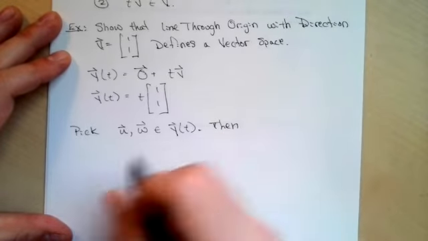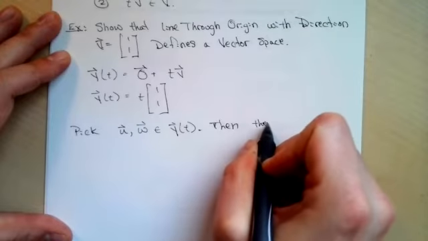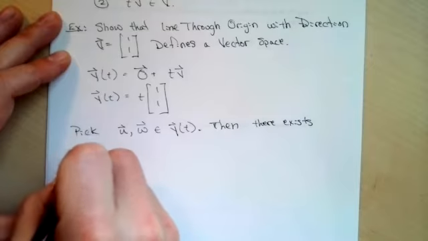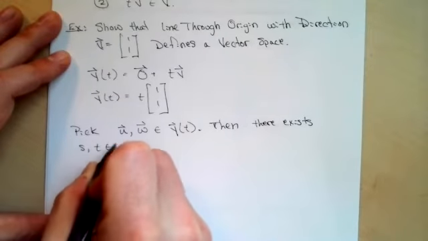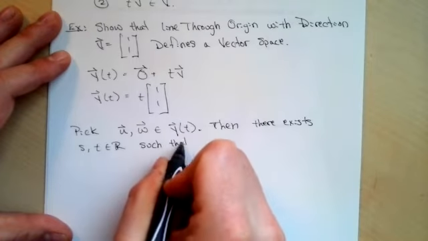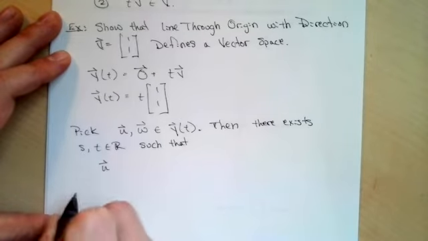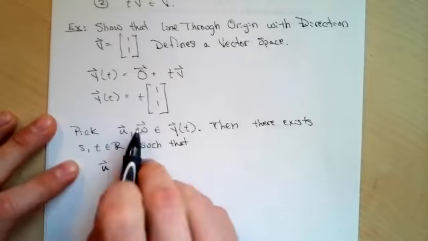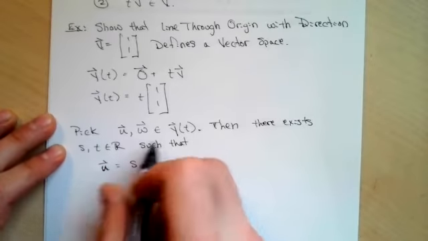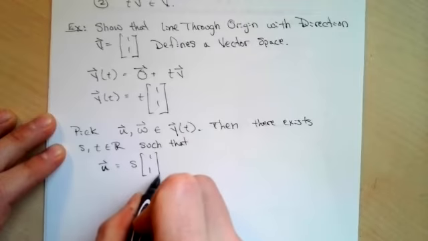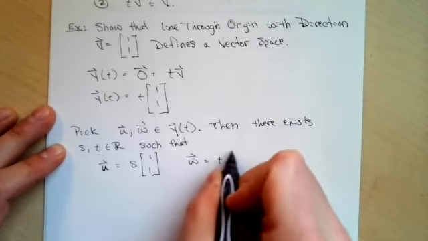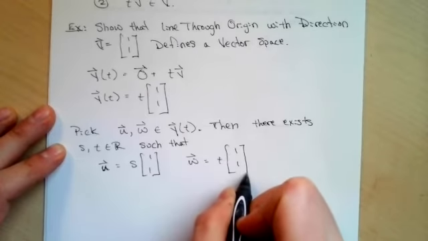So by the definition of what the line is, there exist real numbers s and t such that u, so if u is on the line, it has to be some scalar multiple of (1, 1). And likewise, w also has to be some scalar multiple of (1, 1).